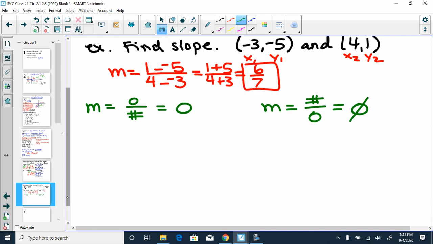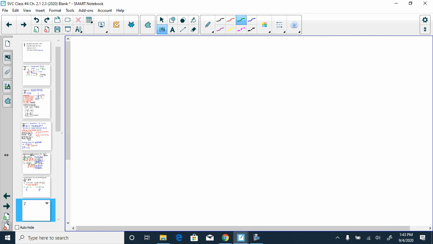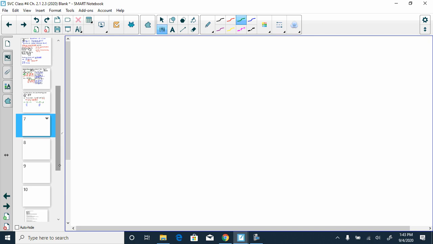A teacher in my high school here, she has on her board, it's okay to have the 0 up top, but it's a big no solution to have the 0 on the bottom. I thought that was kind of neat. But as far as that, those are the two weird things that could happen when you find slope. Okay? All right. With that said, it's time to go to the big part with the writing equations of lines.